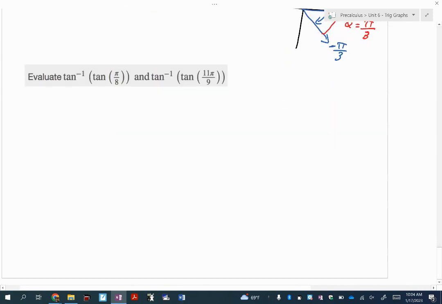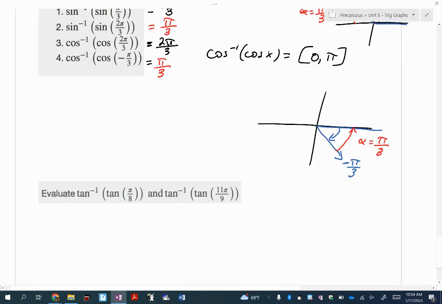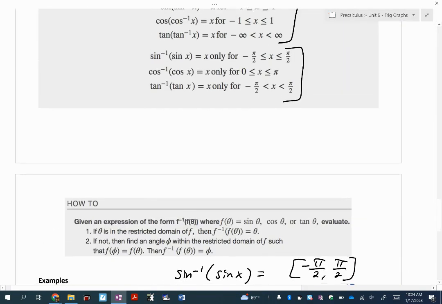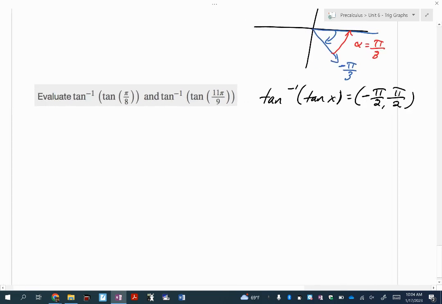Let's try these last two and then we'll be done. So tangent, where your composition which has tangent in the second part is going to be between negative pi over 2 and pi over 2 like we did before. So tangent to the negative first power of tangent of x. The restriction is negative pi over 2 to pi over 2. Remember, not included. All right, so is pi over 8 between negative pi over 2 and pi over 2? The answer is yes. So this first one is just going to be pi over 8.